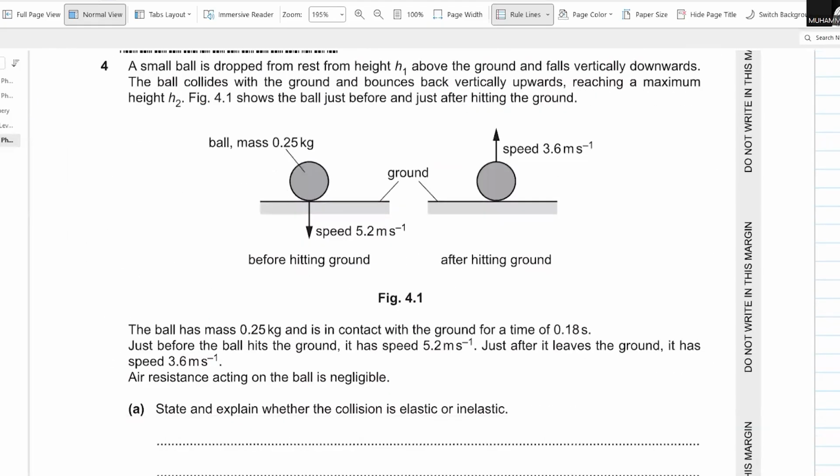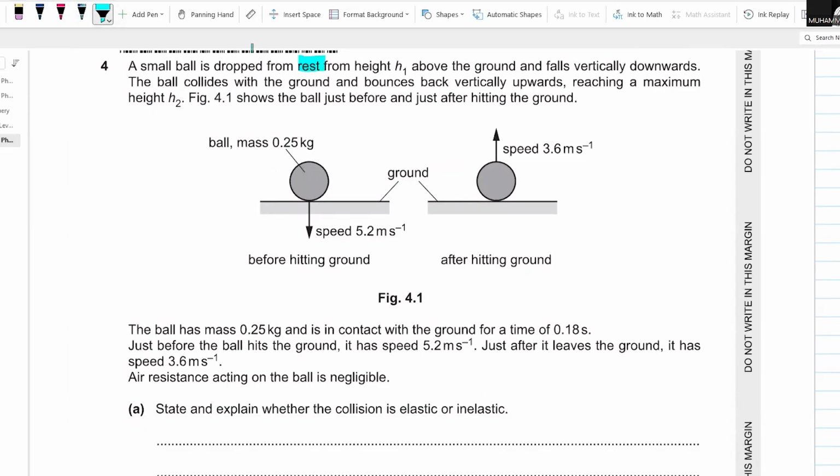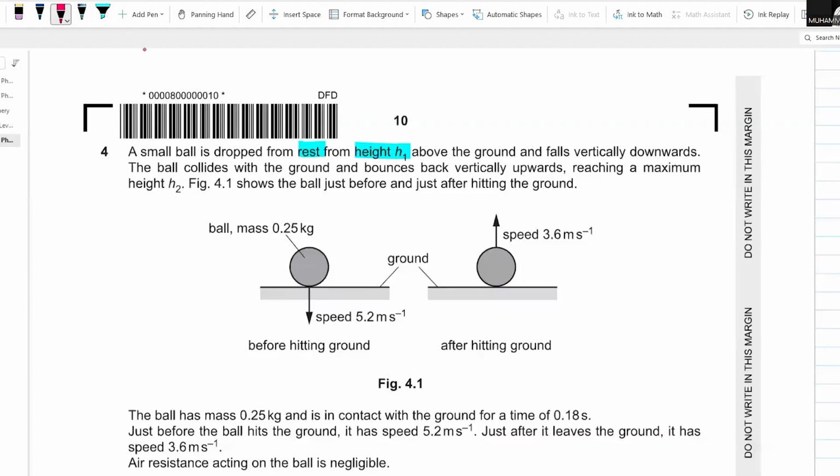Let's further move ahead. A small ball is dropped from rest. Okay, so you are dropping a small ball from rest at a height of h1. You are dropping a ball from rest, that is from a velocity u equal to 0, at a height of h1 above the ground. Fall vertically downwards. The ball collides with the ground and bounces back vertically upwards, reaching a maximum height of h2. Figure 4.1 shows the ball just before and after hitting the ground.